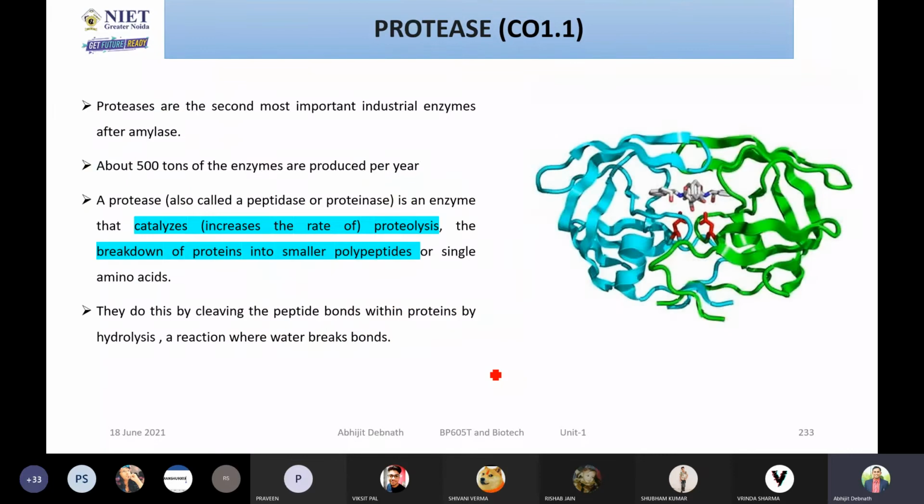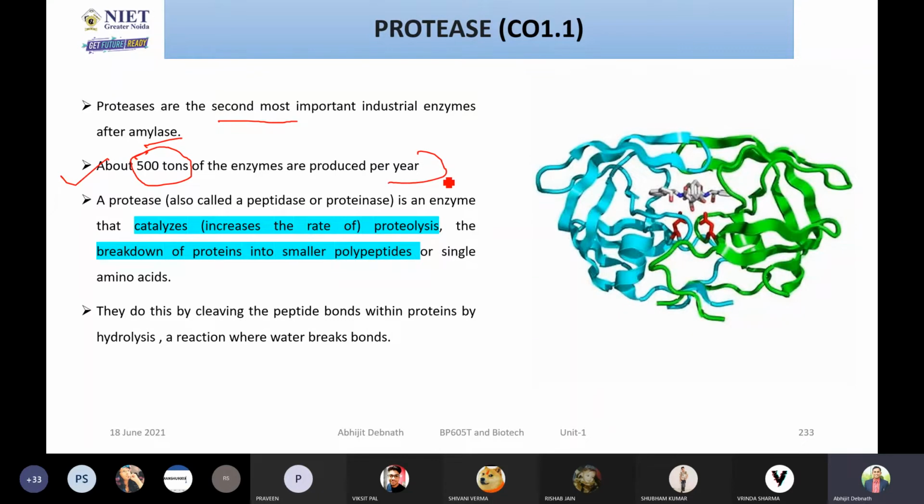Let me tell you about the protease. Protease is also a very interesting enzyme. Every year, this is the second most important enzyme after amylase. You know why? Because this protease enzyme is highly produced. 500 tons of this enzyme are actually produced every year.